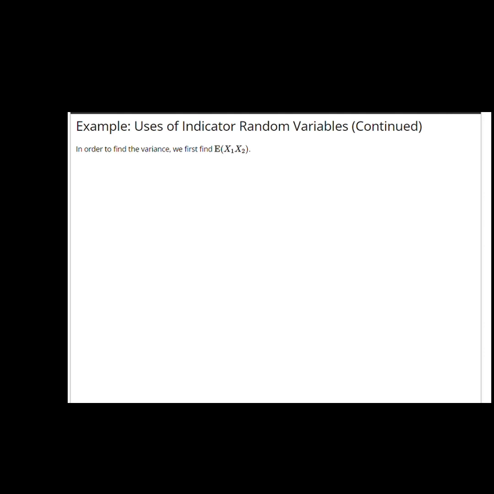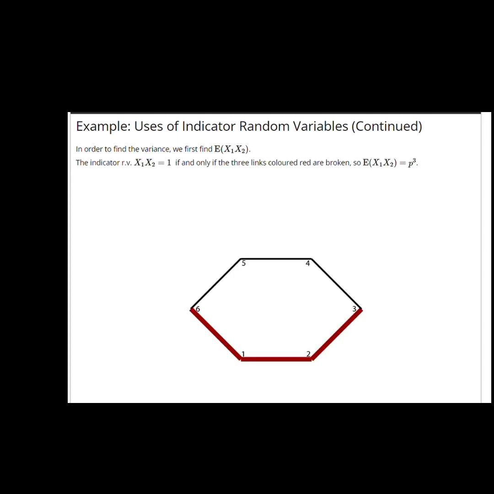Let's first find the expected value of X1 times X2, which is another random variable that can take only two values, 0 or 1. It's also an indicator random variable. When is X1 X2 equal to 1? This means individuals 1 and 2 are both isolated, and this only happens if the 3 links colored red in the diagram below are all broken. So this has probability p cubed. Using a standard formula for the covariance, E of X1 X2 minus E of X1 times E of X2, the covariance between X1 and X2 is p cubed minus p to the power 4.